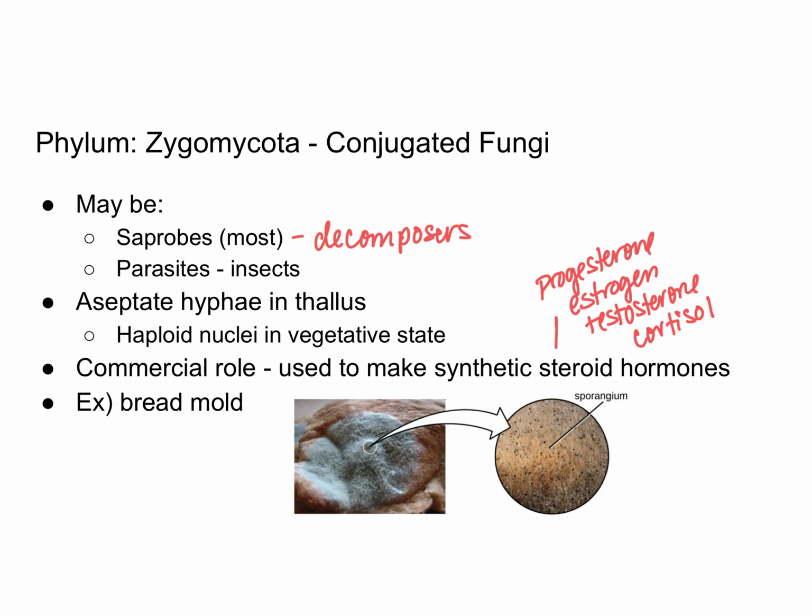Zygomycota might also be detrimental. So one example is bread mold. So this is the mold that forms on old bread that makes it go bad, and that is caused by the Zygomycota fungi.